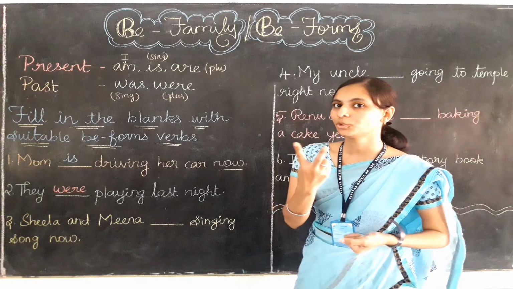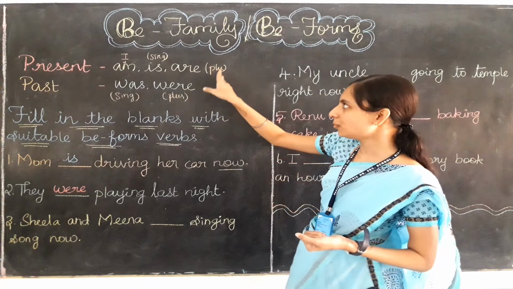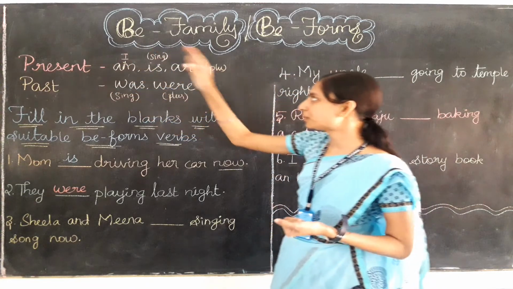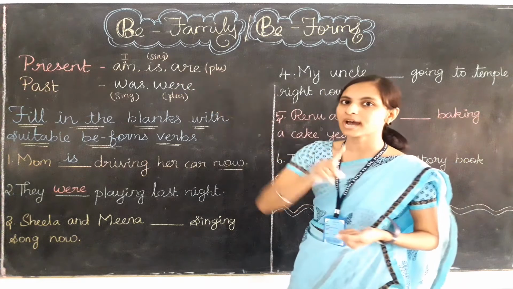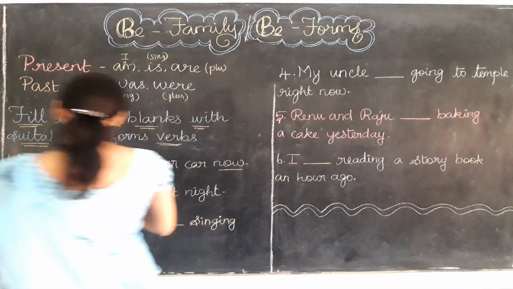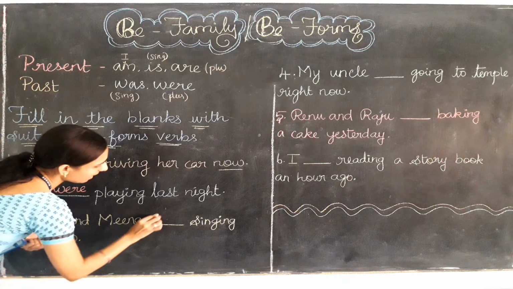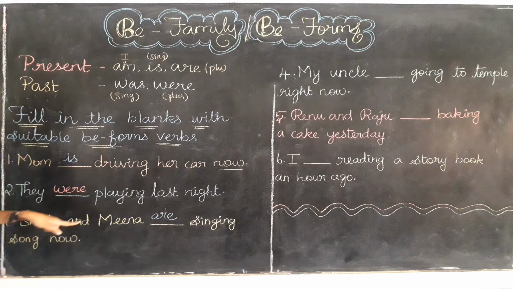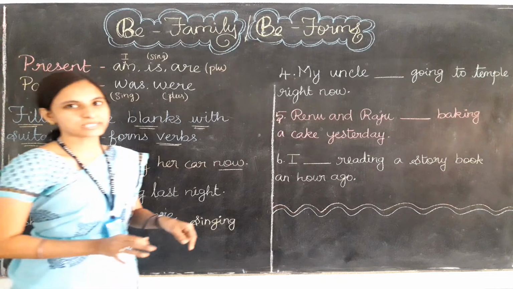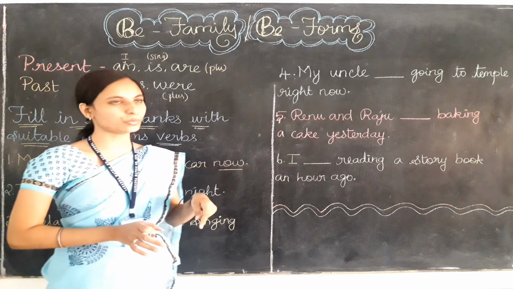Then we are talking about two girls. Two girls means it's a plural. So for the present plural subject we need to use are only. So the correct answer will be are. A-R-E, are. Sheila and Meena are singing song now. Okay. Clear, children? Okay. Let's do the fourth one.